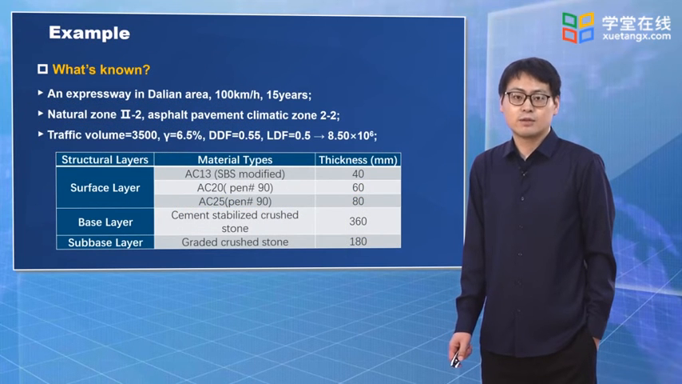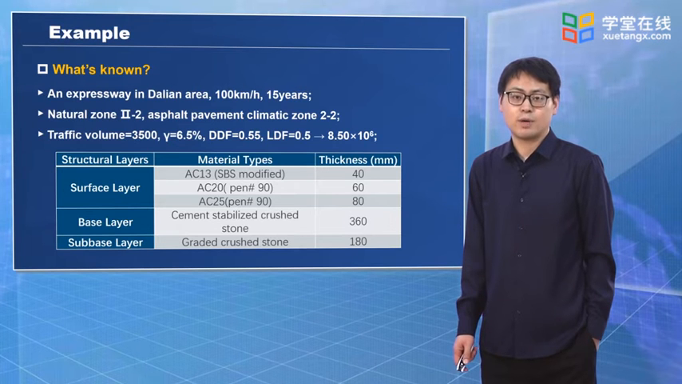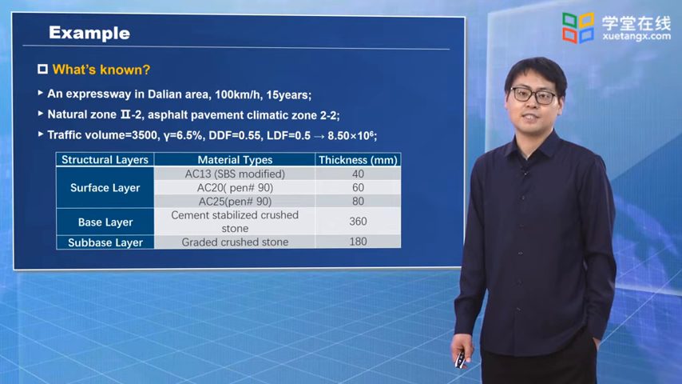Next, we will take a look at an example. The project background is like this. An expressway in northern part of China with design speed 100 km/h and design life 15 years. The national zone belongs to 2.2, and the asphalt pavement climatic zone is also 2.2 with annual rainfall 607 millimeters. The average annual temperature is 11.6 degrees Celsius.